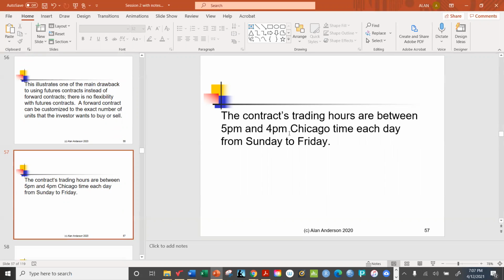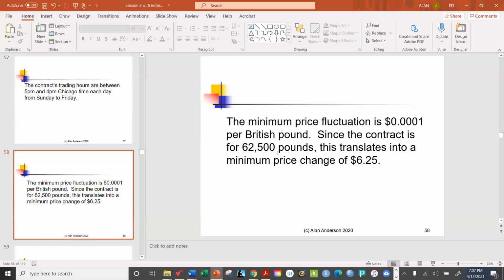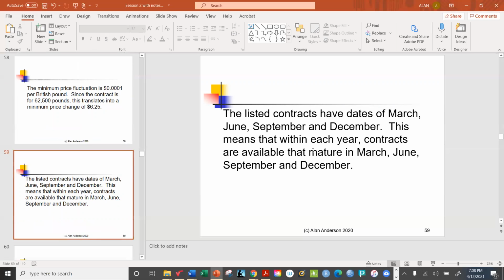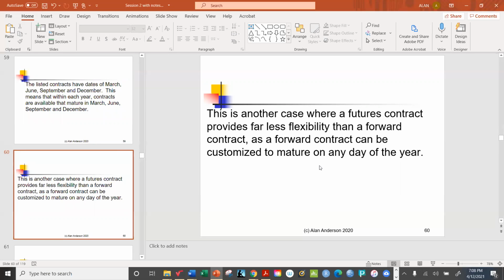The trading time is between, that's weird, 5 and 4. I'll have to go back and double check on that. The minimum price fluctuation is 1/100th of a cent, which represents $6.25. These are the dates on which you can take delivery. But that's it, except for the first three. You must choose March, June, September, or December. And of course, this is again another example of how a forward contract is far more flexible than a futures contract, because you can choose any day you like with a forward contract, not so with a futures contract, as you can see.